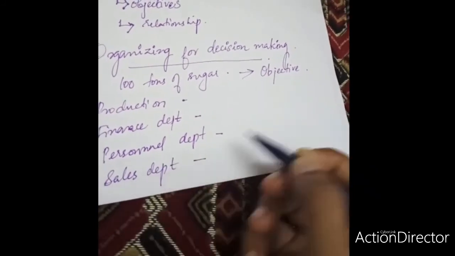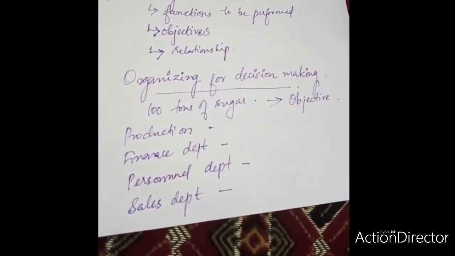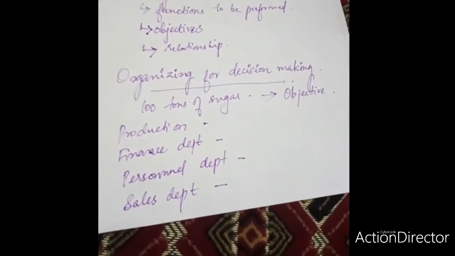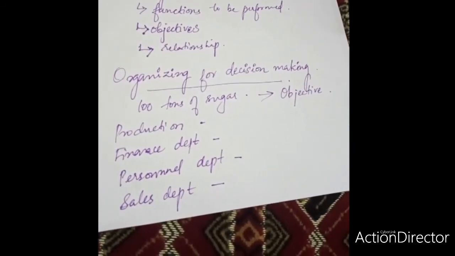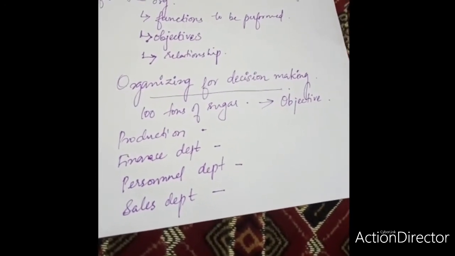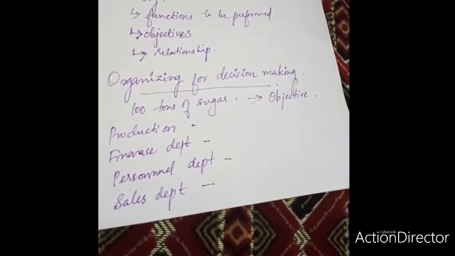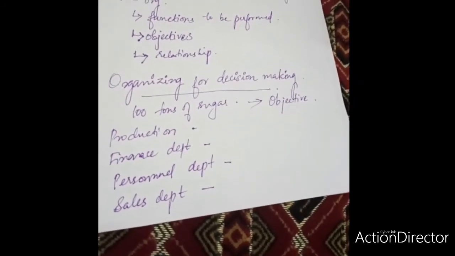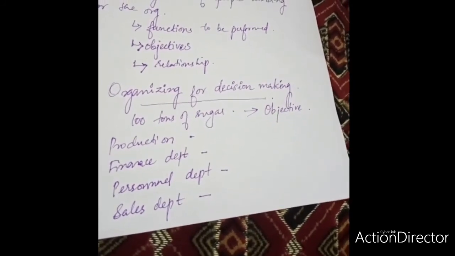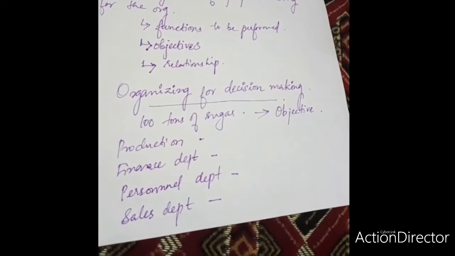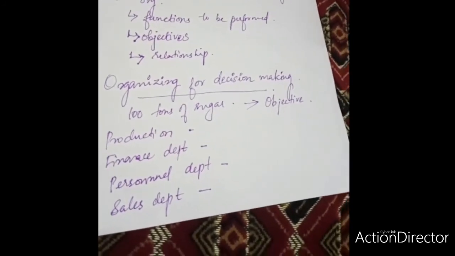So these are different departments in an organization or in a sugar mill needed to take care of the different activities that are being performed. Thus the organizing function of management involves creating departments and defining the duties and responsibilities of people in different positions. So that's all about organizing for decision making.